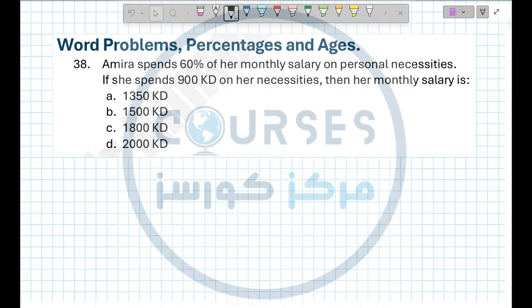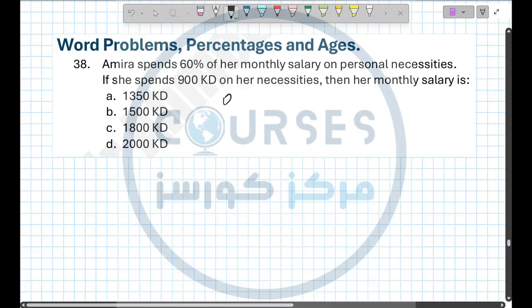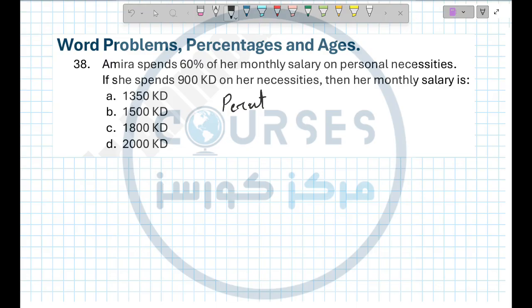Okay, so this is a normal percentage problem, so like always we write percent, and then we write whatever we're comparing with the percent. Here it's money. So under percentage, we always write 100. The original amount of money, which is her monthly salary, that's the unknown. And she spends 60%, which is equivalent to 900 KD.